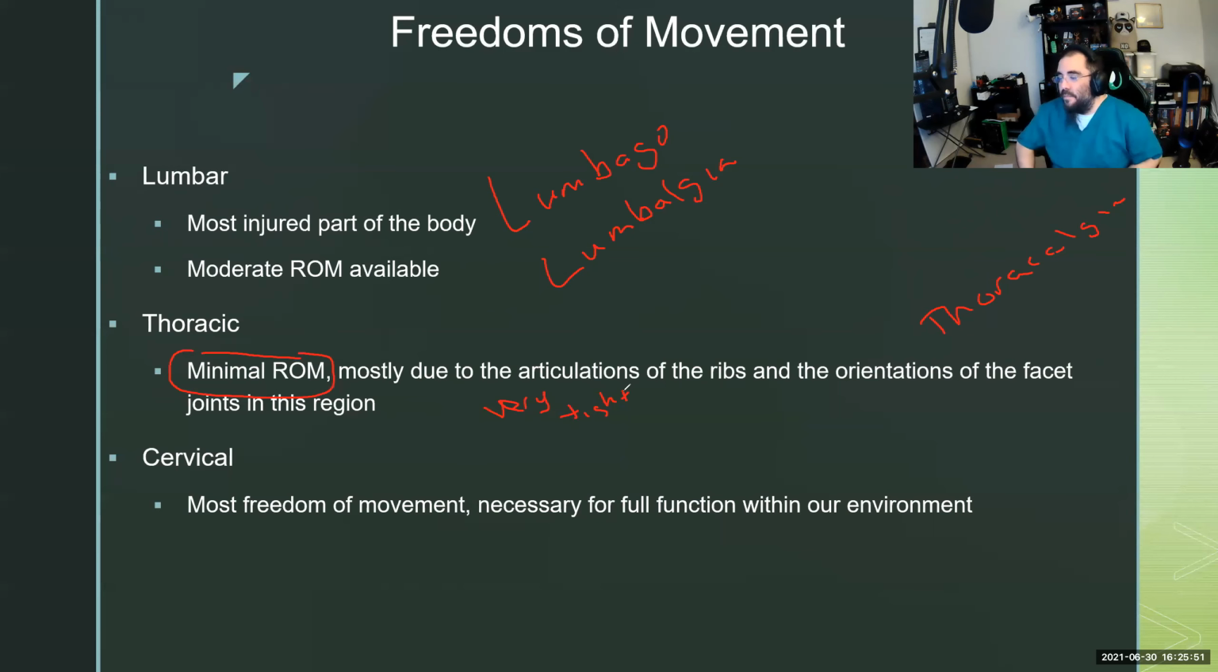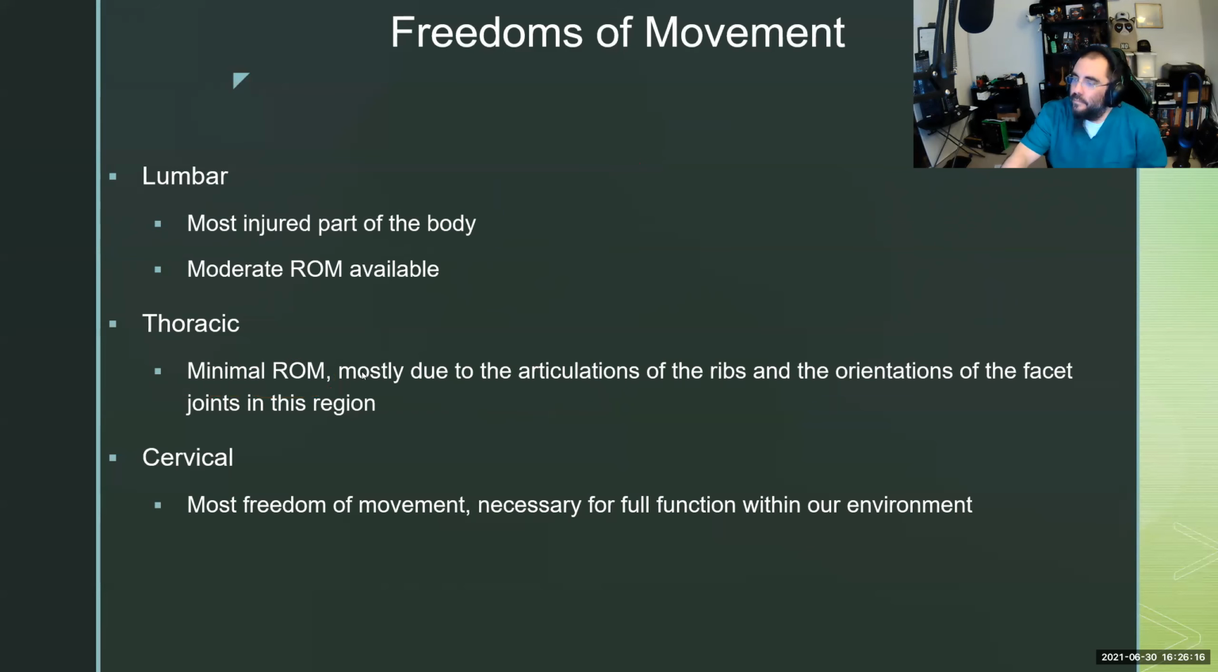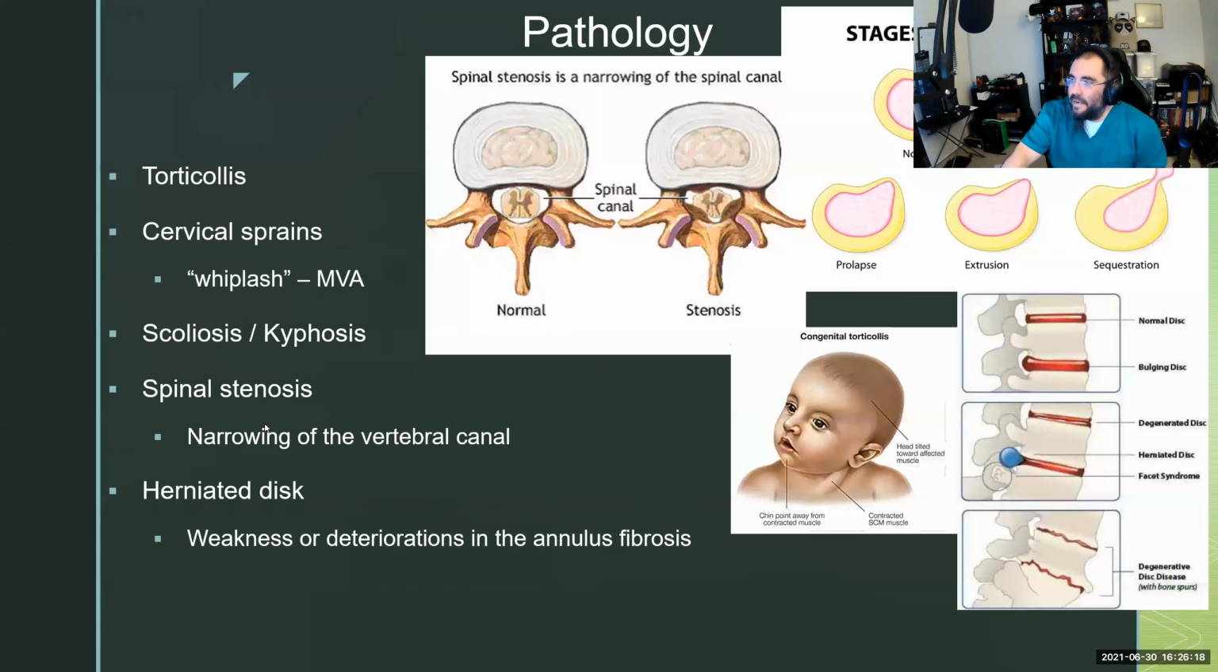Then our most freedom of movement area is the cervical region. That makes sense. We can do lots of stuff with our neck, right? Oh, no, you didn't. Okay, we can do lots of stuff with our neck. It allows for most freedom of movement up here, right? But it also is probably the second most injured area of the spine because a lot of times we'll get stuff like whiplash from it. And cervicalgia is pain in the neck, right?